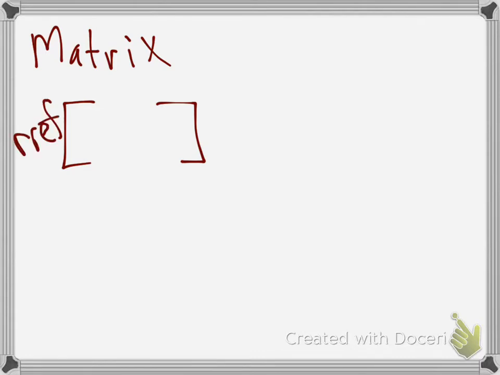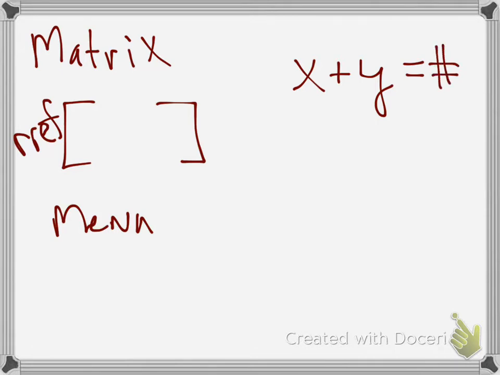So again, how do I get that? You would have to say menu. Now again, this should be in standard form, which means x plus y equals some type of number. Okay? And the other one would also have to be x plus y equals some type of number. Honestly, guys, I try to make that a little bit easier for you.